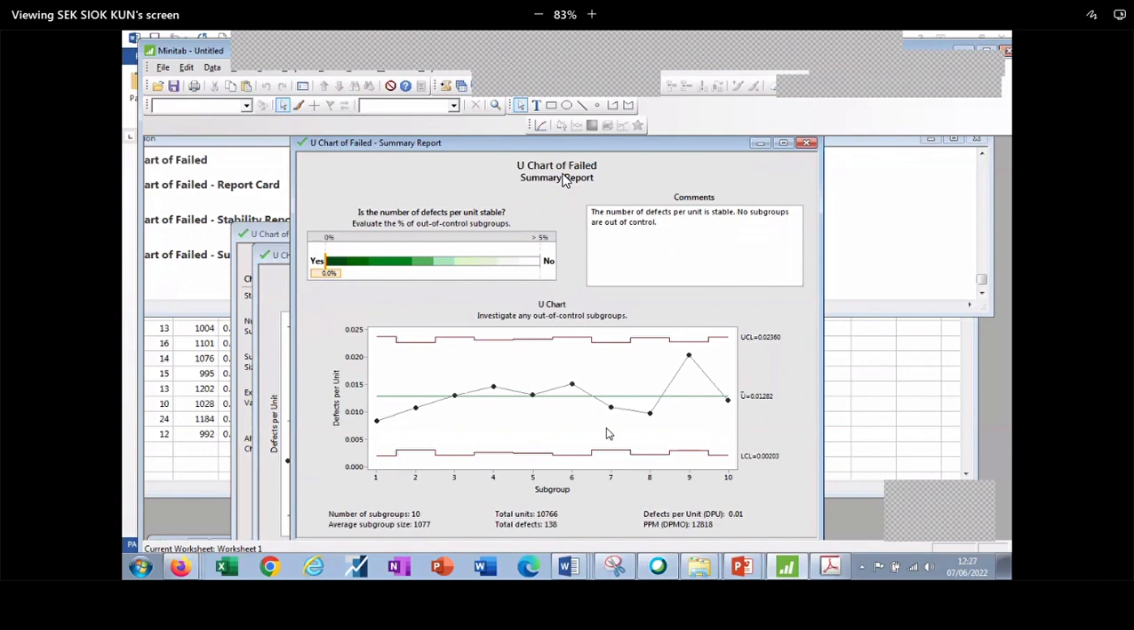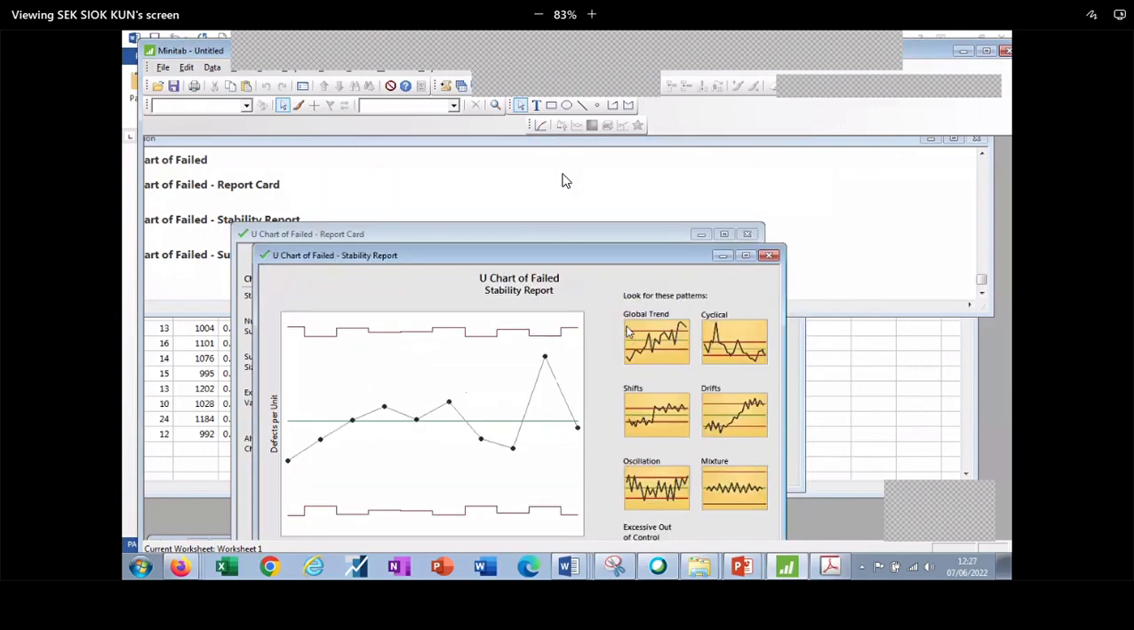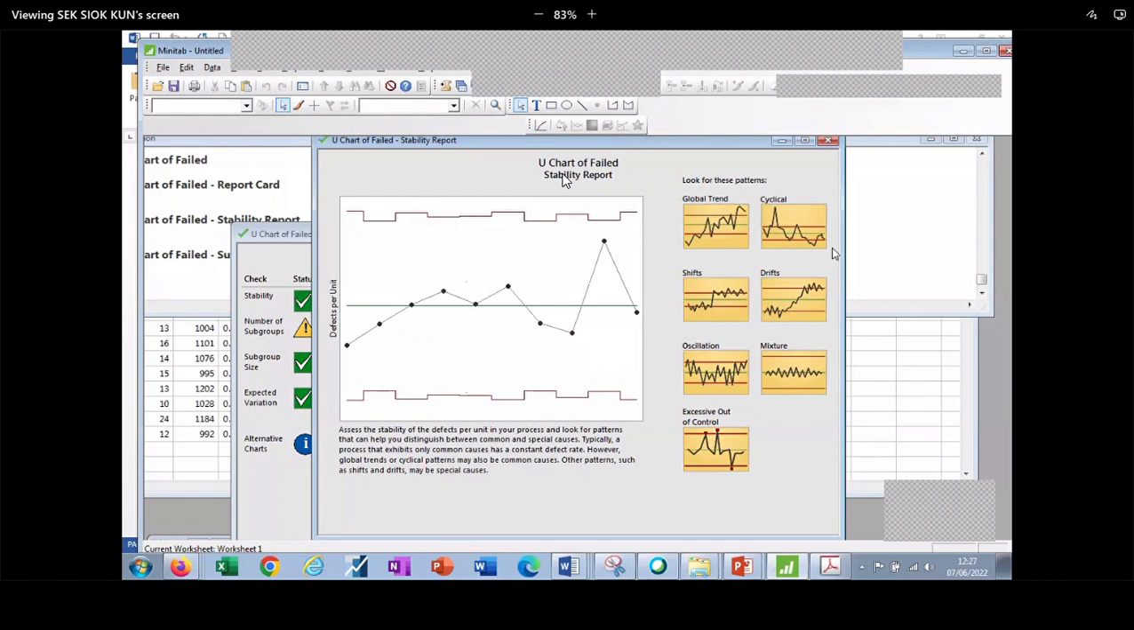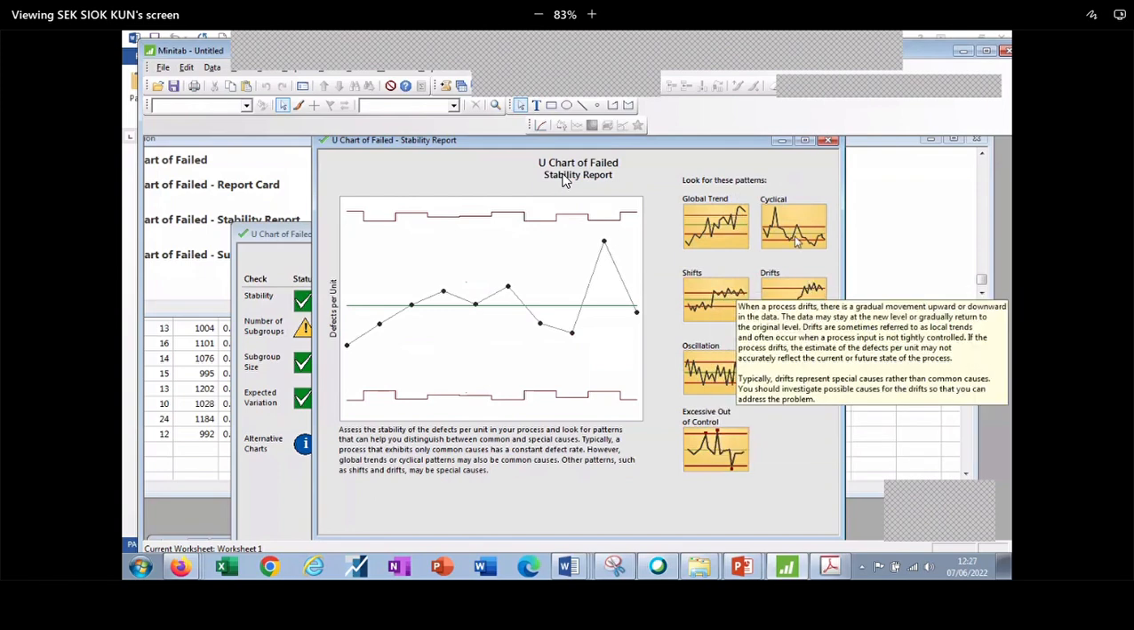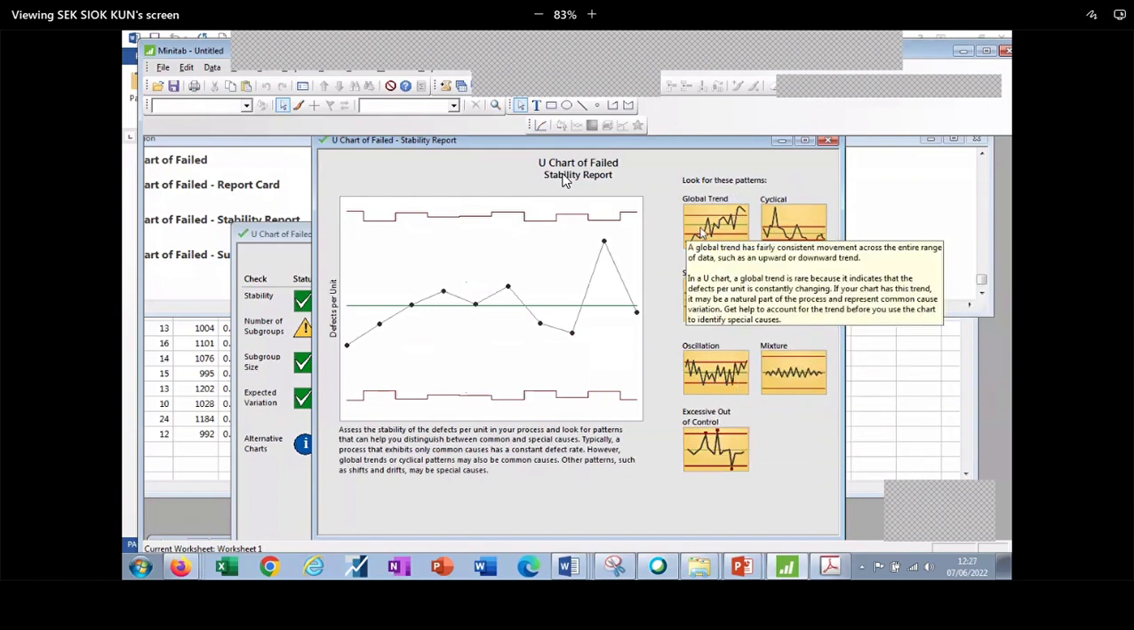So you can see more detail, like the number of subgroups and so on. Then this is the stability report. It says if the chart exhibits any type of pattern here, then stability is not good. So it provides some explanation.